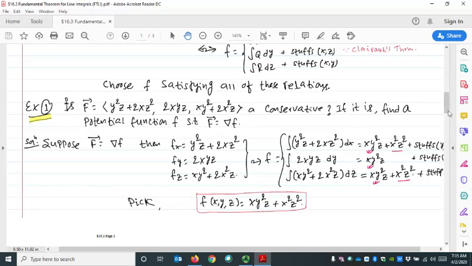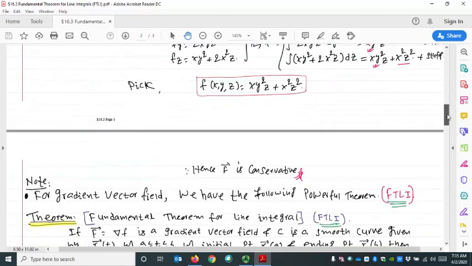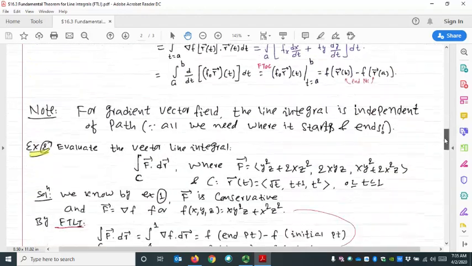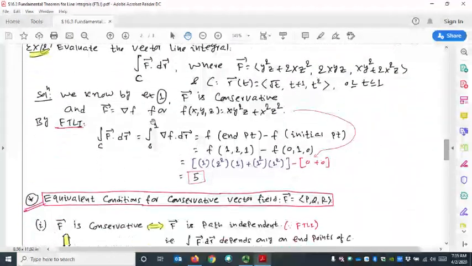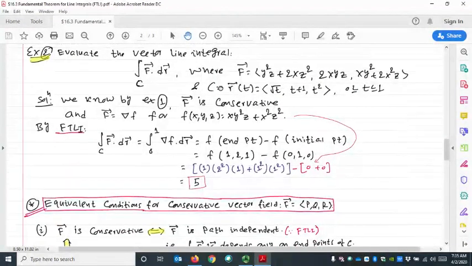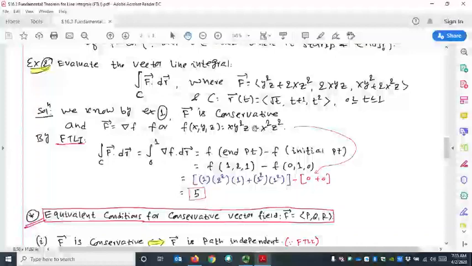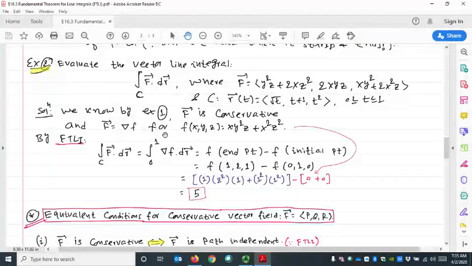This is conservative, and at the same time we found the corresponding potential function, which is x y square z plus x square z square. Let me use it here. So using example 1, we know this given vector field is conservative, and its corresponding potential function is x y square z plus x square z square. Then using FTLI, the fundamental theorem for line integrals, let's evaluate this line integral.